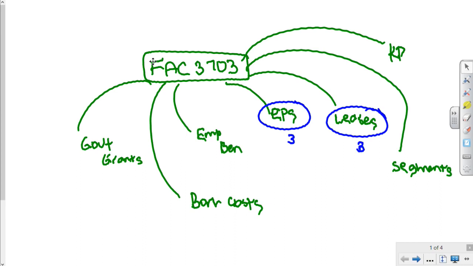But we're going to start today with government grants. Government grants is a very standalone topic, which they sometimes link in a bit with leases or with borrowing costs. But what we're going to learn today, you don't need to remember for anything else that we do. Okay. So government grants is the first section of work.